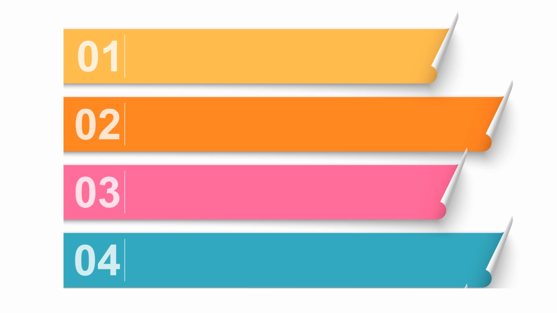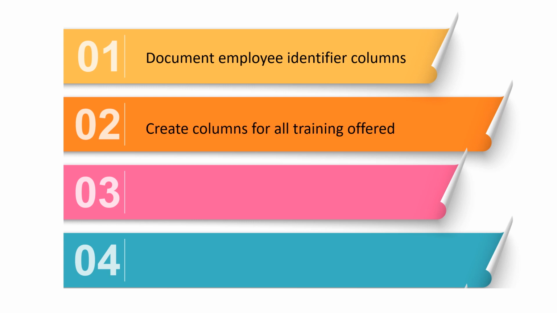For this tutorial, we've divided it into 4 bite-sized videos. In part 1, you'll learn how to compile and document your employee identifiers. In part 2, we'll enter all of the trainings that you offer to your employees. In part 3, you'll learn how to distinguish the trainings required by each specific employee and then how to utilize color codings within the body of your spreadsheet.